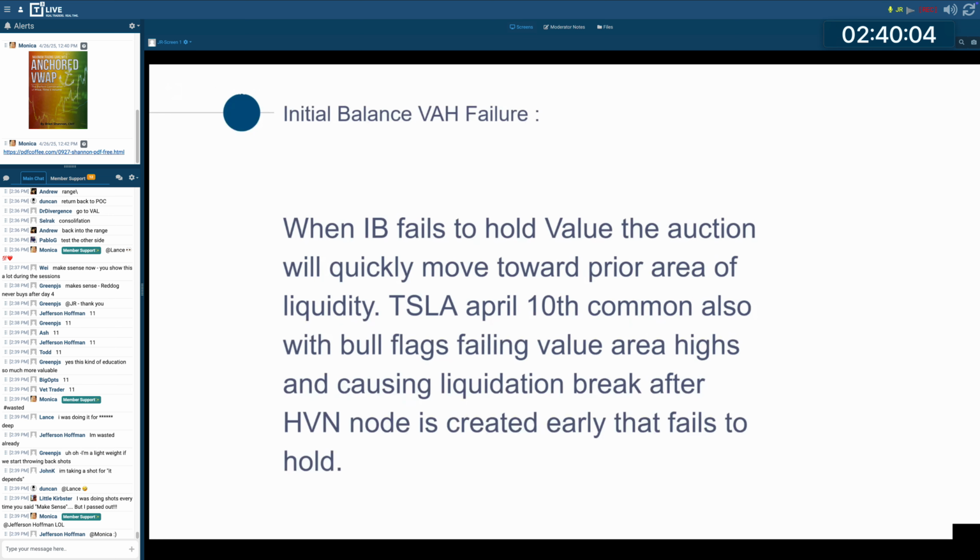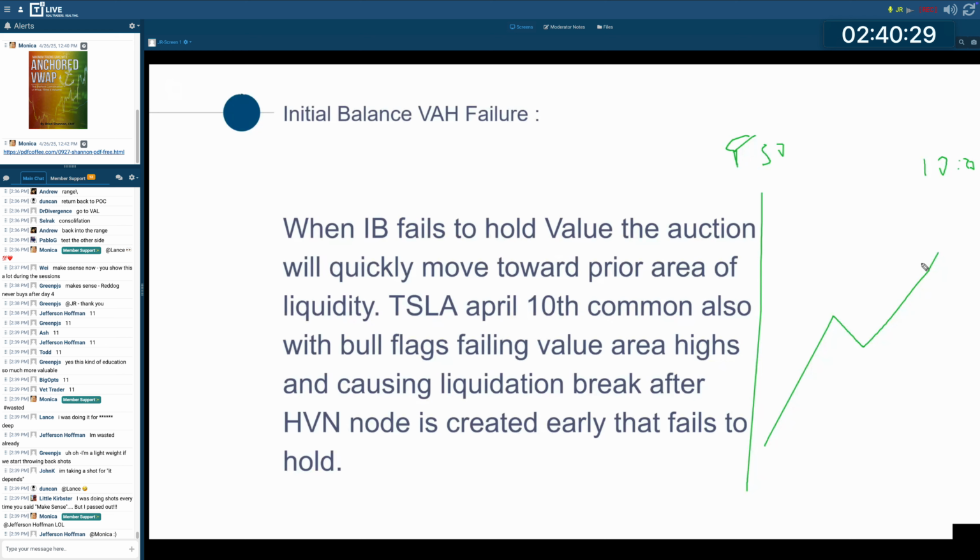You've got that 9:30 to 10:30 period where the bulls are taking initiative here to hopefully have a trending day, drive price higher. This is 9:30. This is 10:30.